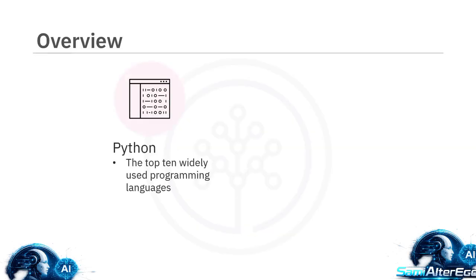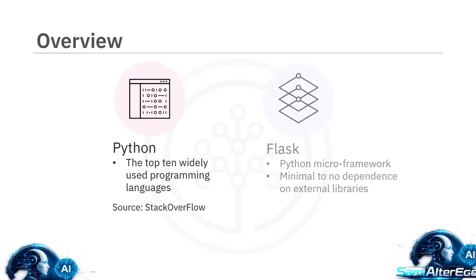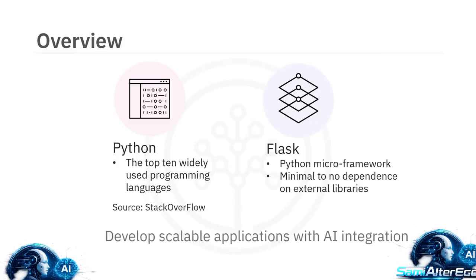Python is among the top 10 widely used programming languages globally, according to a survey conducted by Stack Overflow. Flask is a Python micro-framework with minimal to no dependence on external libraries. Using Python and Flask, a programmer can develop concise applications, even incorporate components of AI, and can also easily be part of a scalable solution.